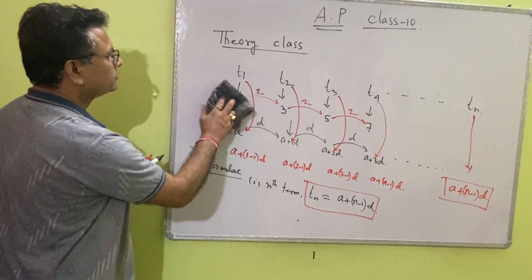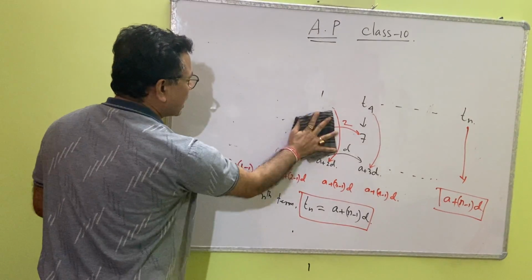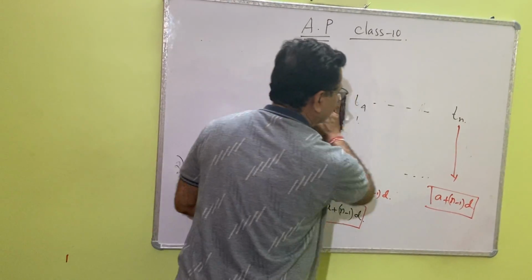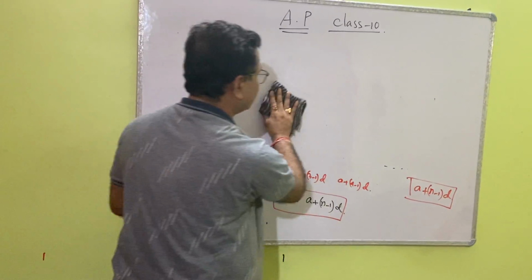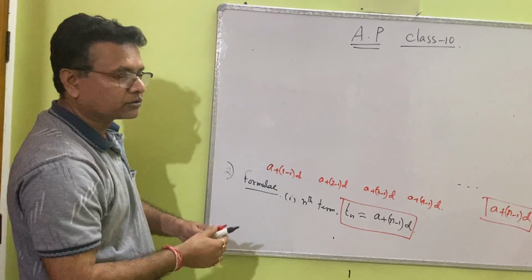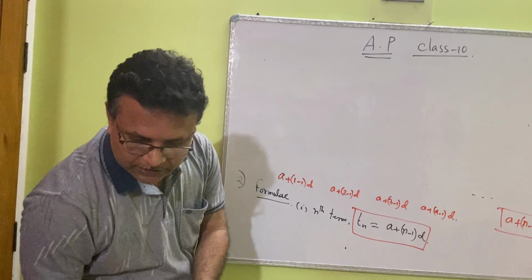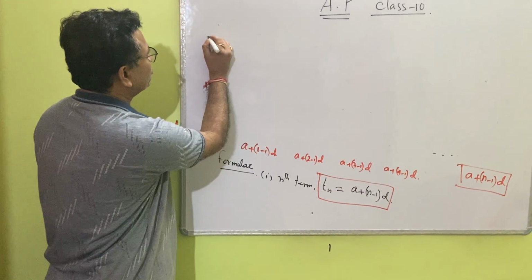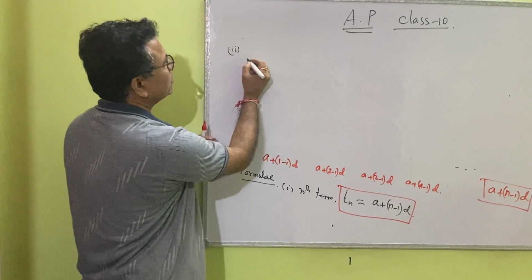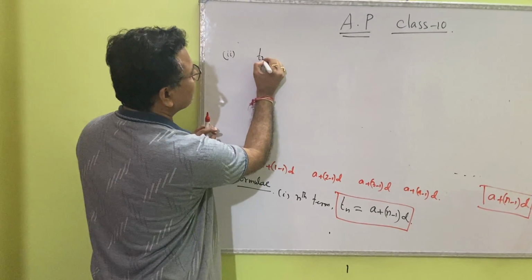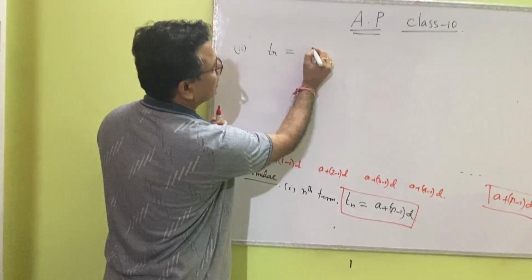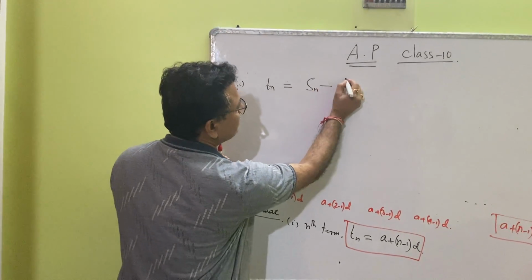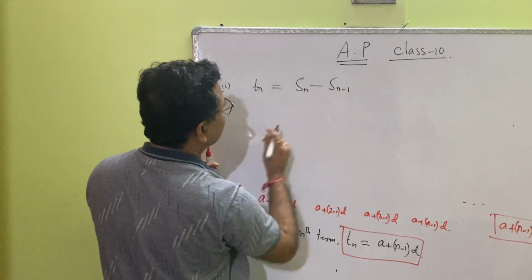Next I will tell you another formula of nth term. How to find another formula of nth term. And remember, this is very, very important. So how to find the second formula of nth term. So my formula number 2 will be Tn, the nth term, is equal to Sn minus S n minus 1.